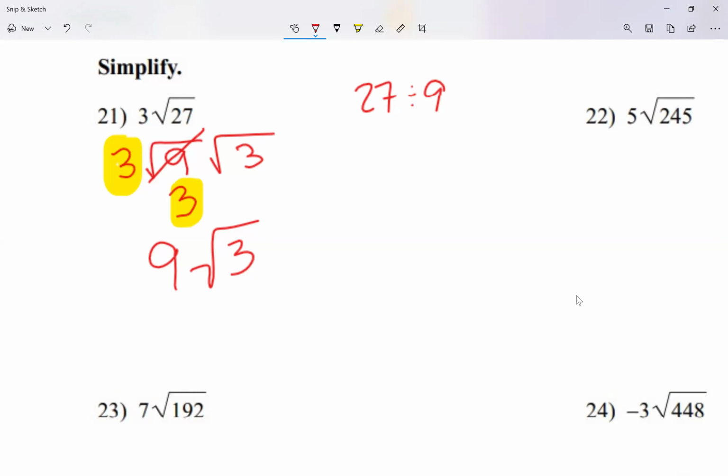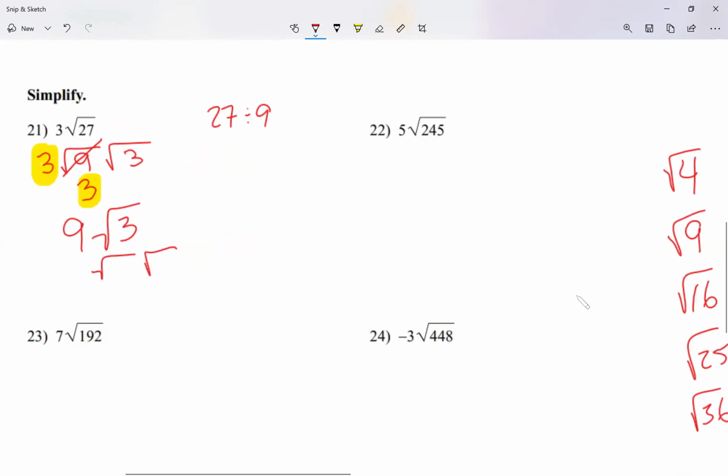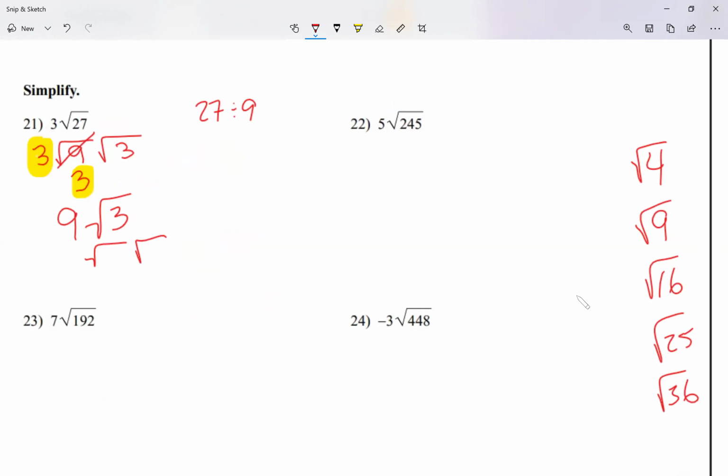The way I'm going to simplify, if possible, I'm going to think of two numbers that multiplied equals 3, but one of them has to be from my perfect squares list. Let me zoom out so we remember our perfect squares. Nope, we're not going to be able to find that. So radical 3 is as simple as we can go. Now, if we were doing this on paper, right? 9 radical 3, we can easily write that on paper.